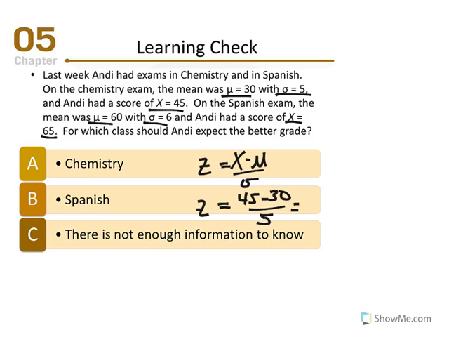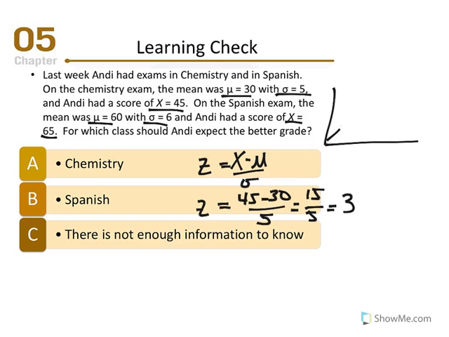So we get a value of 45 minus 30, 15 over 5, and we get 3. So in comparison to his peers, he did quite well. Again, this idea of noticeably different.